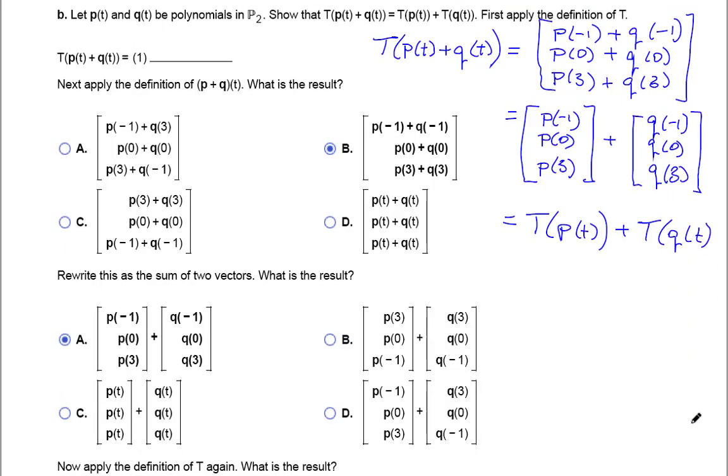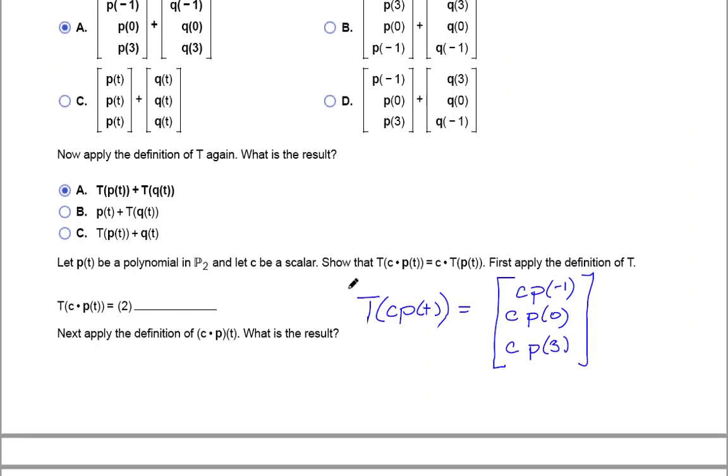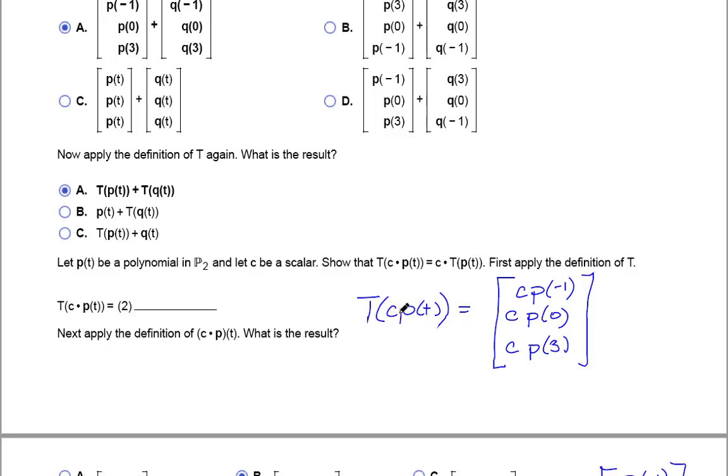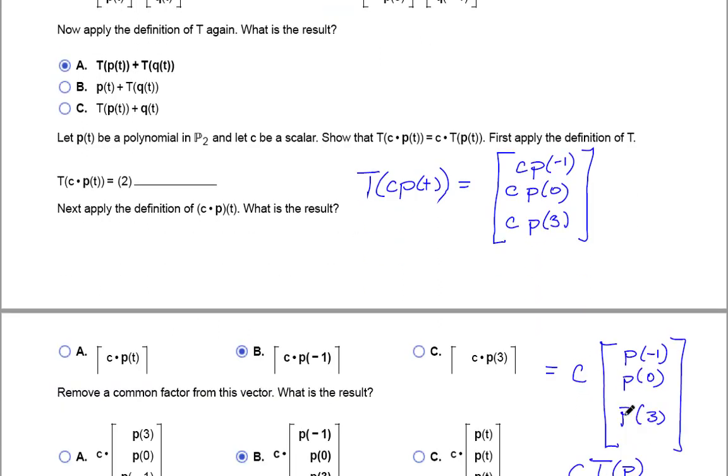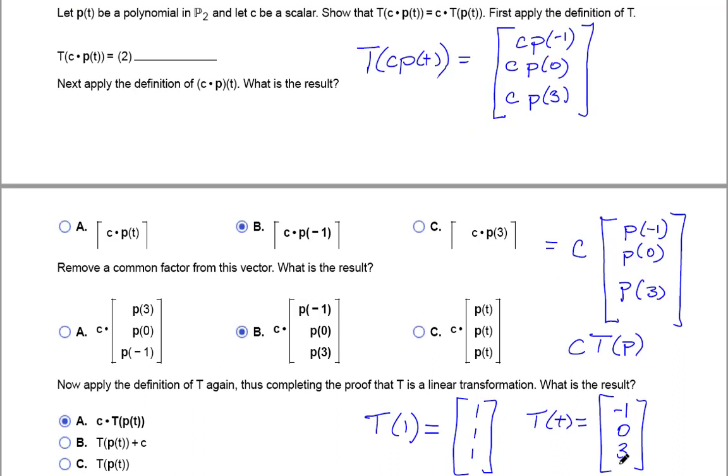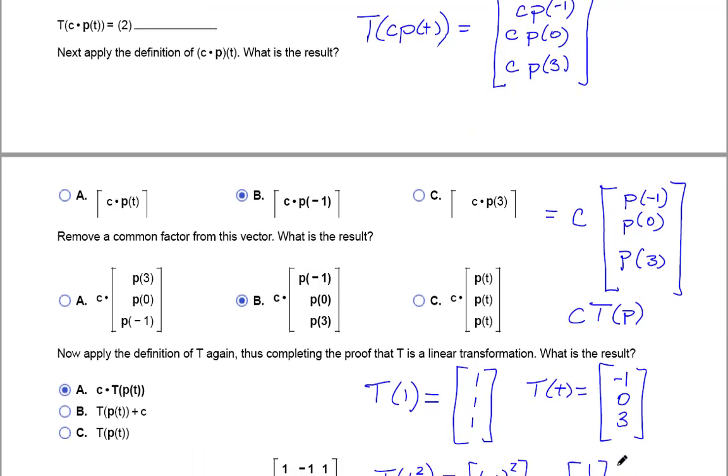Now, what about for scalars? Well, let's see, T of c times p of t. That would just carry over into the process of c times that polynomial, and so it can factor back out, no problem. So this is a linear transformation.